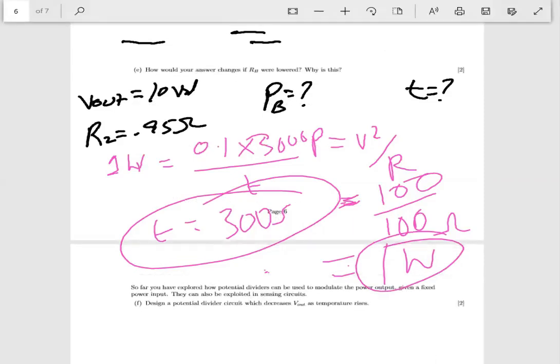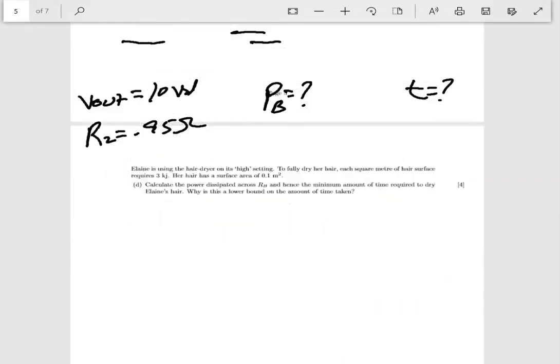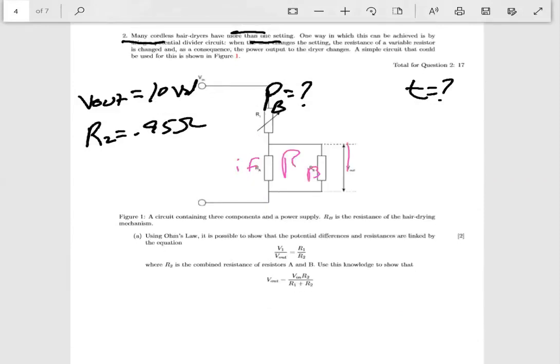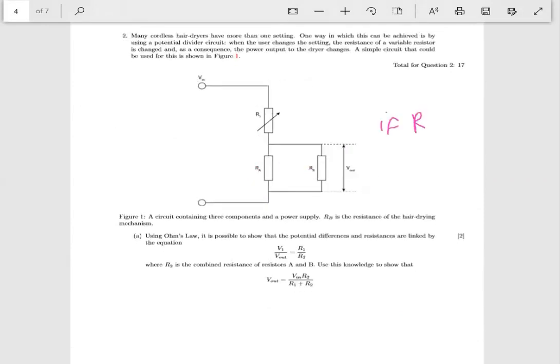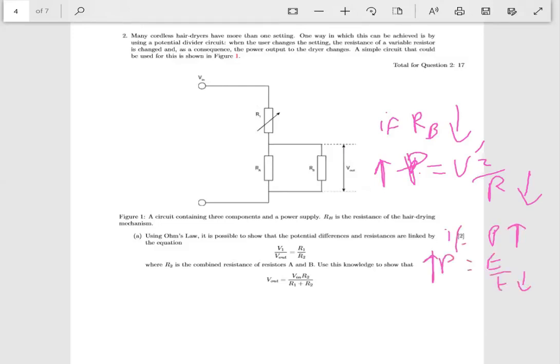How would your answer change if RB was lowered? Okay, wait. If RB is lower... if such a question comes, like if RB is lower or if RB is higher, then you will take the ideal value, like RB is equal to zero. Or we could just use the equation. So if RB is lower, then P equals V squared over R. If R is lower, P will be greater. If P will be greater, then P equals energy over time, so time will be lower. So time will be quicker. Sorry, no, time will be long. Yeah. I'm right.